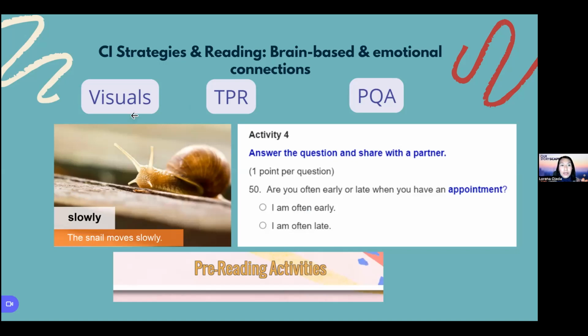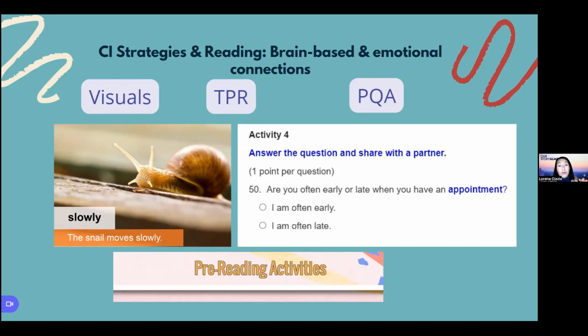So here we have, for example, the use of visuals. In this case, we have the word slowly represented by a snail, and we have the sentence, the snail moves slowly, right? We can also use TPR, by miming or by showing something slowly.